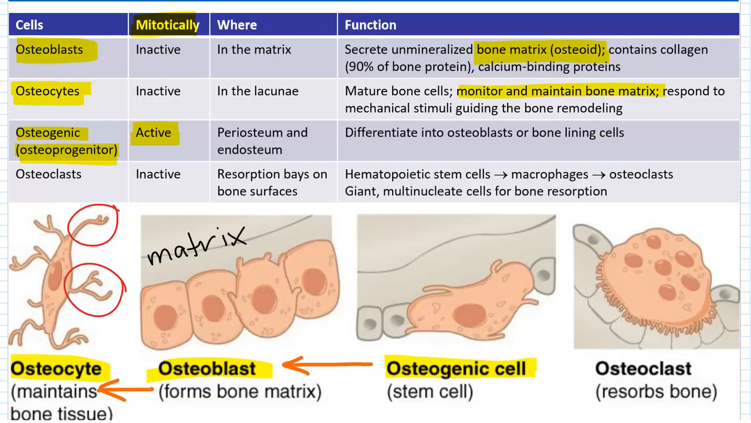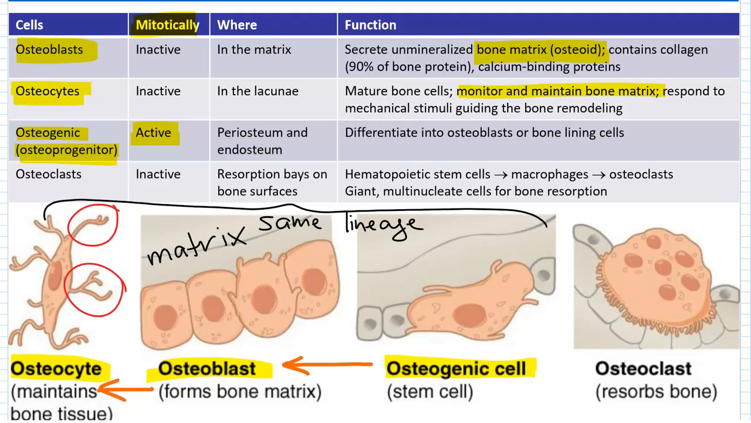Make sense now? So these three cells, osteogenic, osteoblasts, and osteocytes, all belong to what's called the same lineage. You can think of a lineage as a family, you know? Like a grandfather, osteogenic, a father, osteoblast, a son, osteocyte. Does it make sense to you?